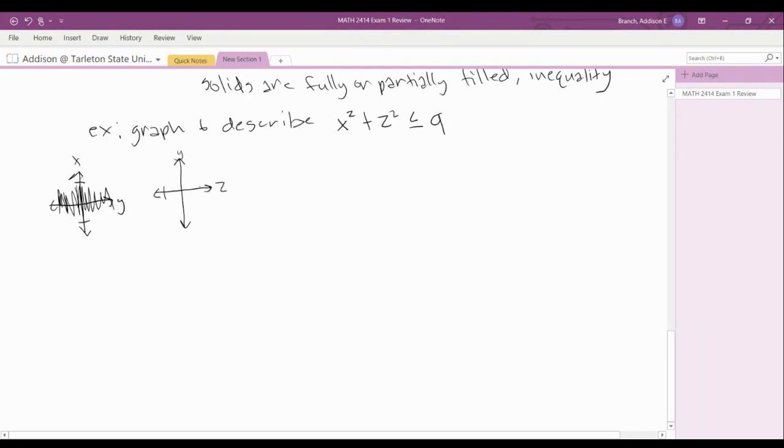Except this, our z squared is going to be less than or equal to 9, but we have no limit for y. So we can go ahead and just say it's something like this. And then lastly, if we look at our xz plane, we can see that if we have x squared plus z squared is less than or equal to 9, we know that's going to be a circle with a radius of 3, and it's going to be filled.